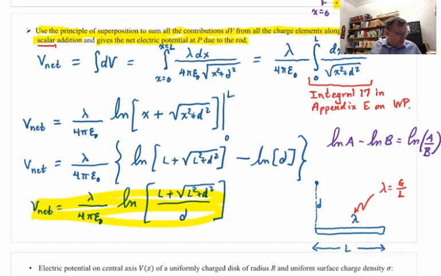Okay? Note that inside the logarithm, the numerator is larger than the denominator. So I'm taking the log of a number bigger than 1, so I know this result's going to be positive if lambda is positive, right? If the charge that's smeared out uniformly along the rod is positive, then that would make the lambda positive. You could have a negatively charged rod. Then the lambda would be a negative number. Then the V net would be a negative number because of the lambda there. Okay? All right, so the point is, this is how you tackle this kind of problem.